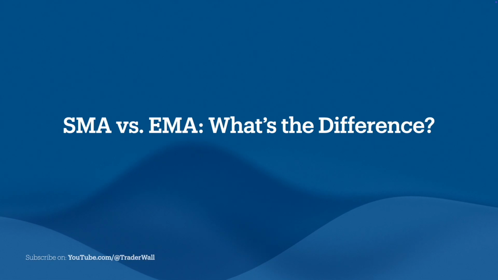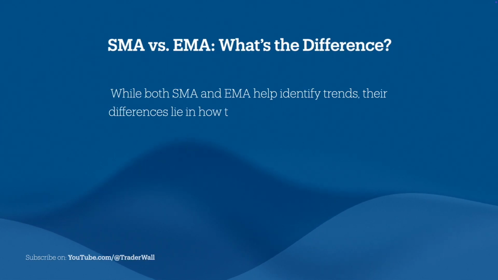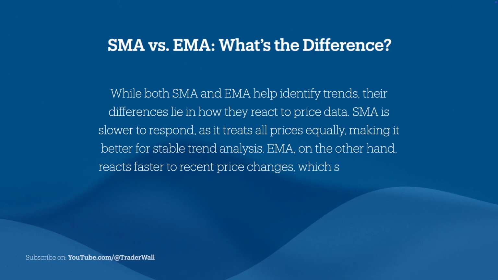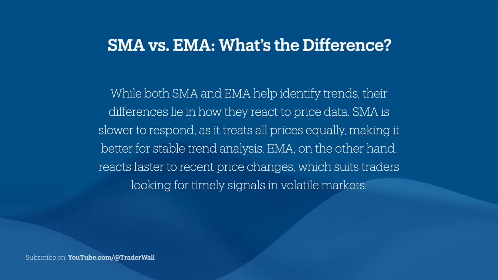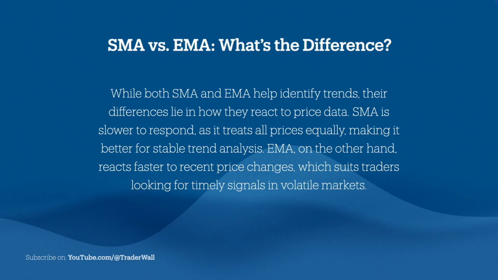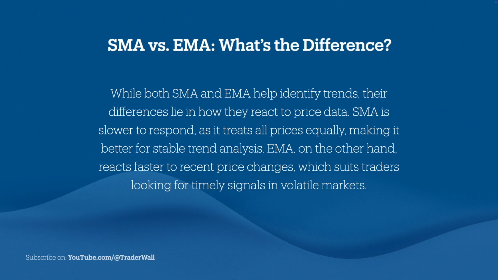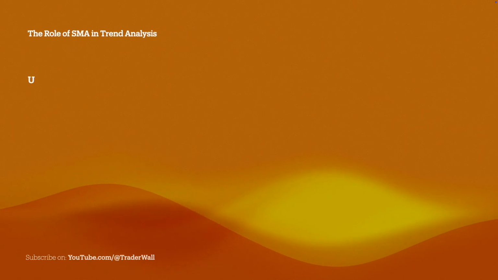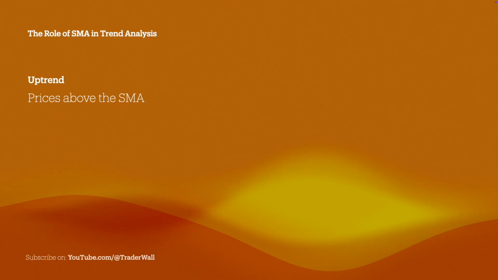SMA versus EMA. What's the difference? While both SMA and EMA help identify trends, their differences lie in how they react to price data. SMA is slower to respond, as it treats all prices equally, making it better for stable trend analysis. EMA, on the other hand, reacts faster to recent price changes, which suits traders looking for timely signals in volatile markets.